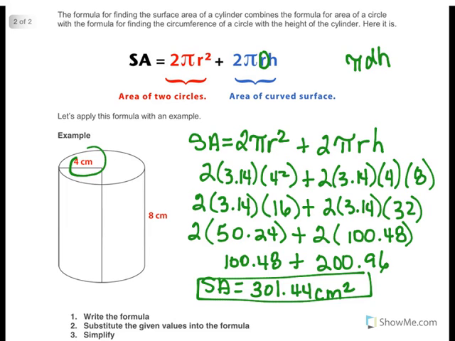If I was looking for lateral, remember I would not do the front part, the bases. I would only do the second piece, which would be the area of the curved surface.